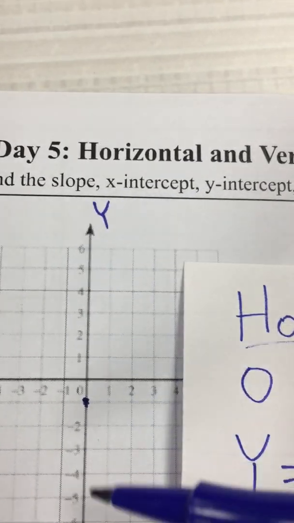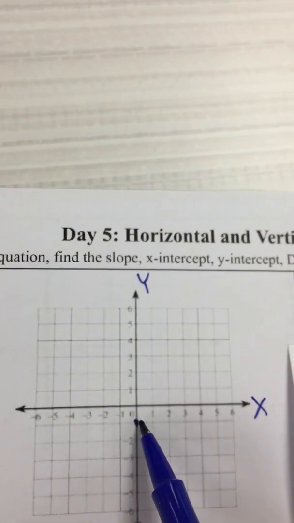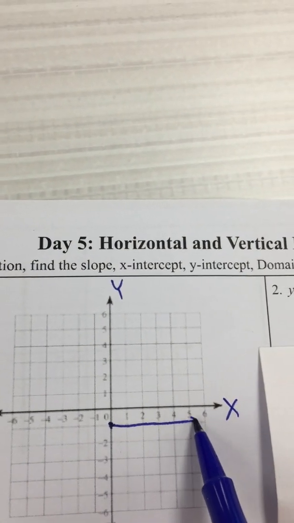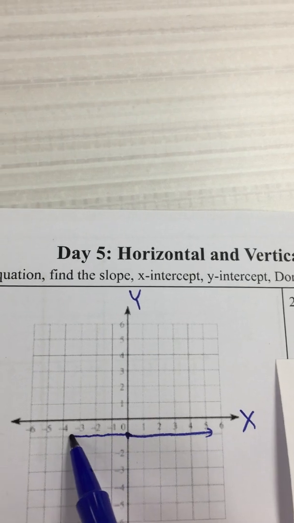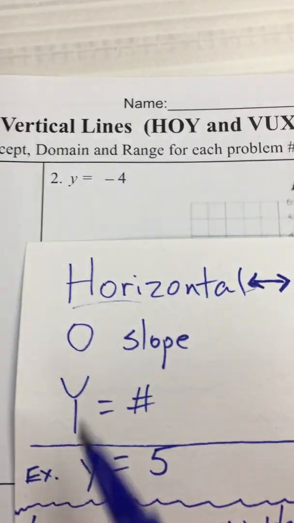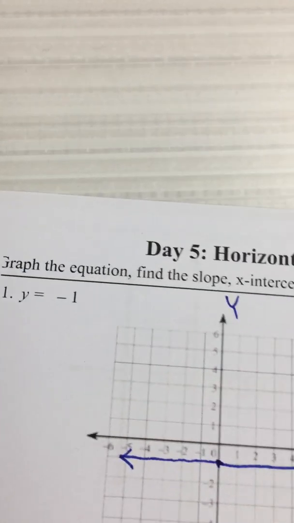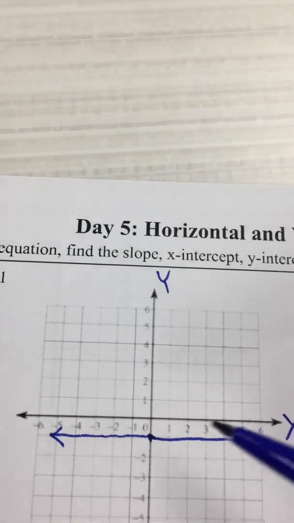And I'm not going to draw a vertical line. I'm going to draw a horizontal line. So let me see if I can sketch this and hold it at the same time. I'm going to draw this horizontal line that goes through that point. I know I'm drawing horizontal because it's y equals, and y is Hoy for horizontal. So there's my horizontal line. I have graphed it without doing anything else but just knowing y is equal to -1.